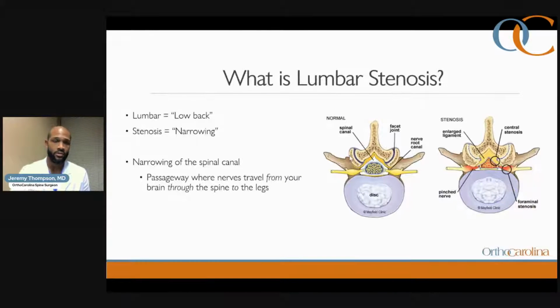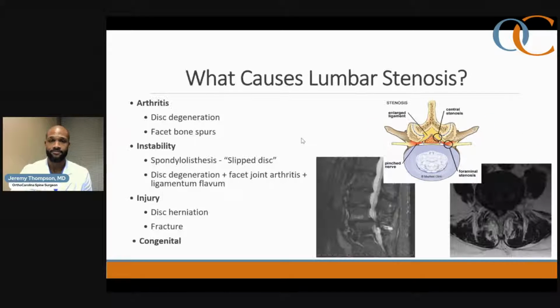So what is lumbar stenosis? Lumbar is another term for the low back, and stenosis is another term for narrowing. So lumbar stenosis is narrowing of the spinal canal. And that spinal canal, again, is the passageway where nerves travel from your brain through the spine and to the legs. So what causes lumbar stenosis?